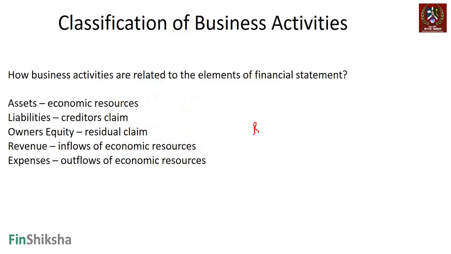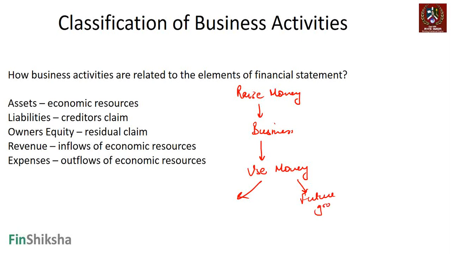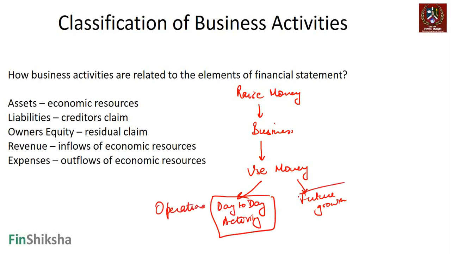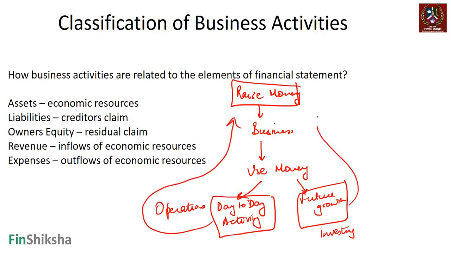So let's understand. This is a business. It can raise money, and then it can use money. The money can be used in two parts. It could be used in future growth, and it could be used in day-to-day activity. Day-to-day activity, whatever the company does, is operational activity. Future growth, whatever the company does, is investing activity. Raising money, and then eventually you may get money from your day-to-day activity, or from your future growth. Returning that money is going to be your financing activity, right?